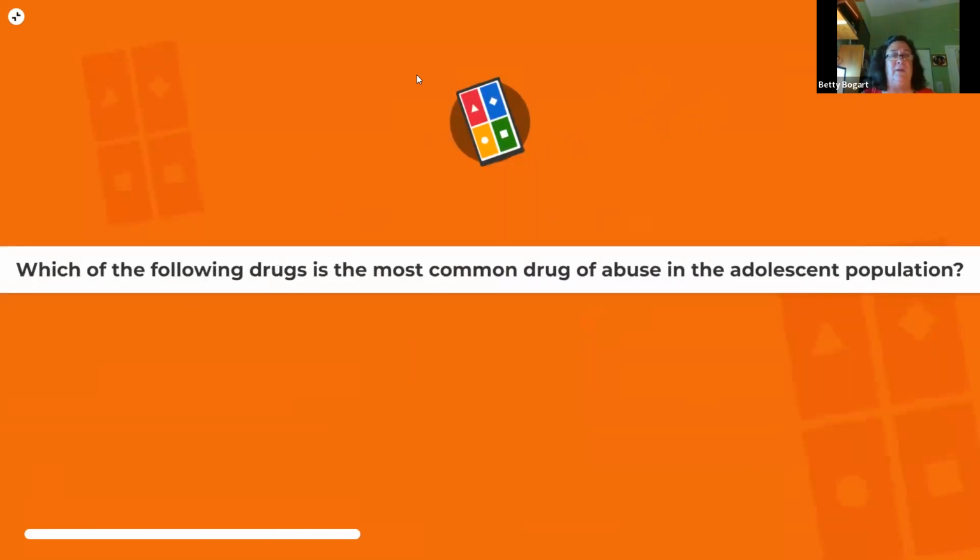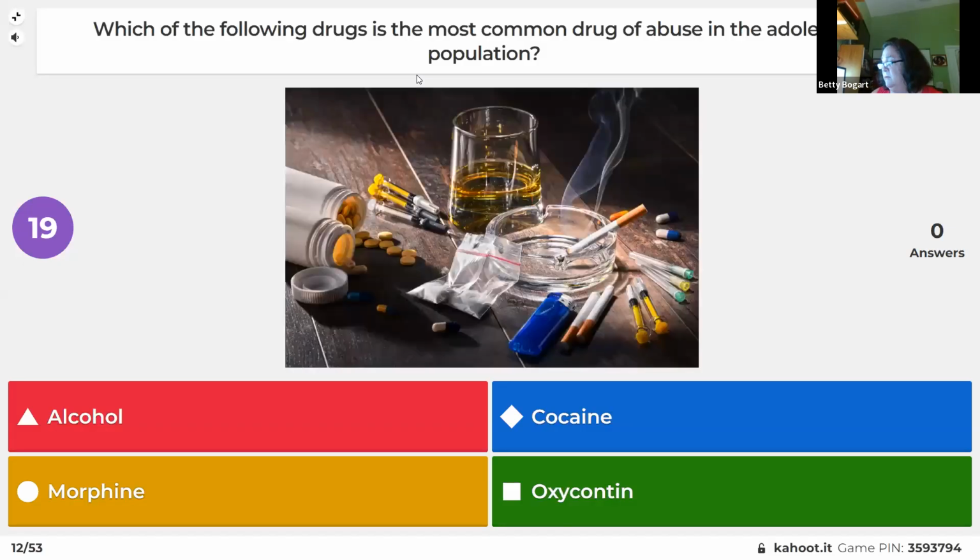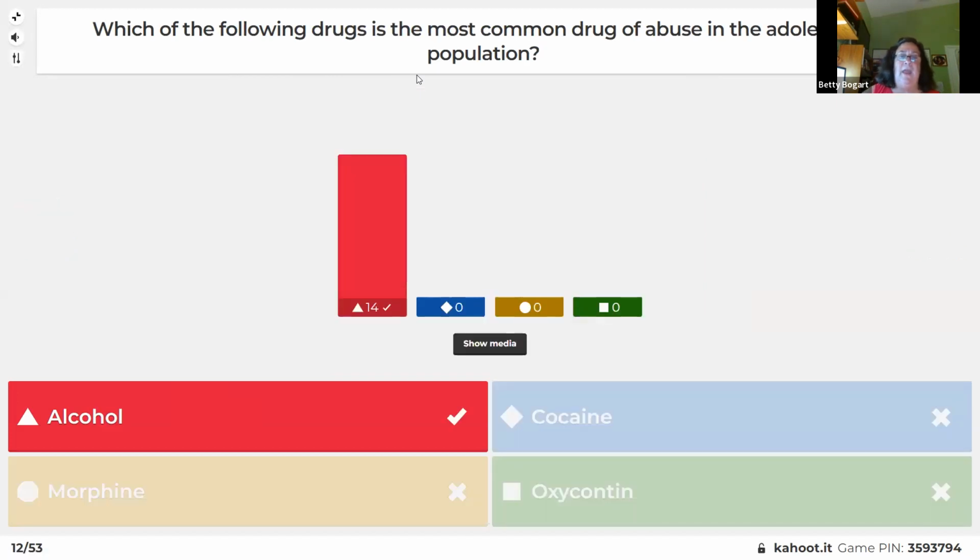Which of the following drugs is the most common drug of abuse in the adolescent population? And it is alcohol. You could say marijuana is there too, but alcohol is easy to get. Most parents might have a liquor cabinet. They go get it. They pour what they want, fill it back up with water, and keep going. I've seen that done many a time with adolescents.